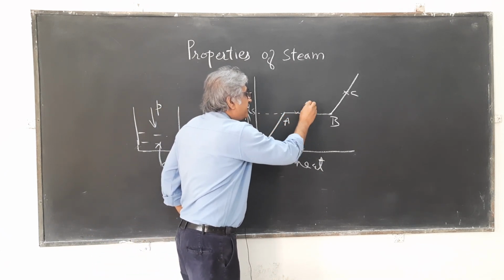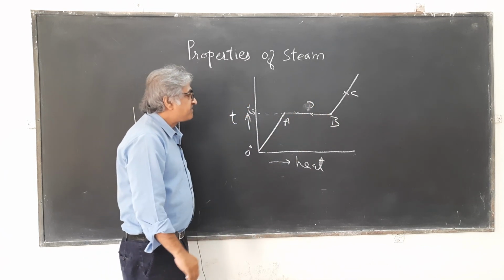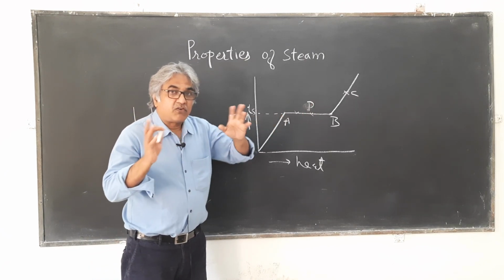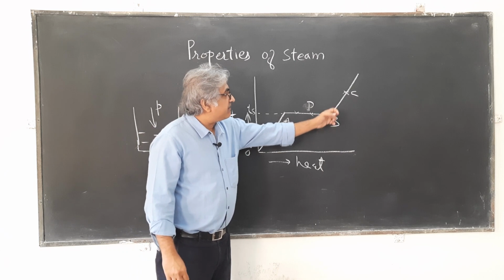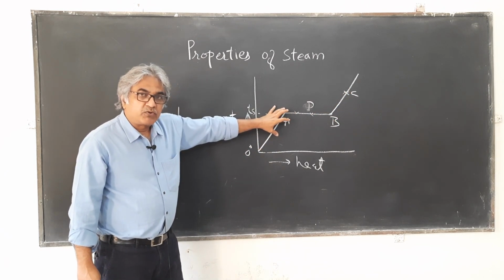It could be any point on this line. Let's say that point is P. So that means it's a wet steam condition, right? It's a mixture of water and steam. B is saturated vapor, C is superheated steam. Which properties are we going to consider?